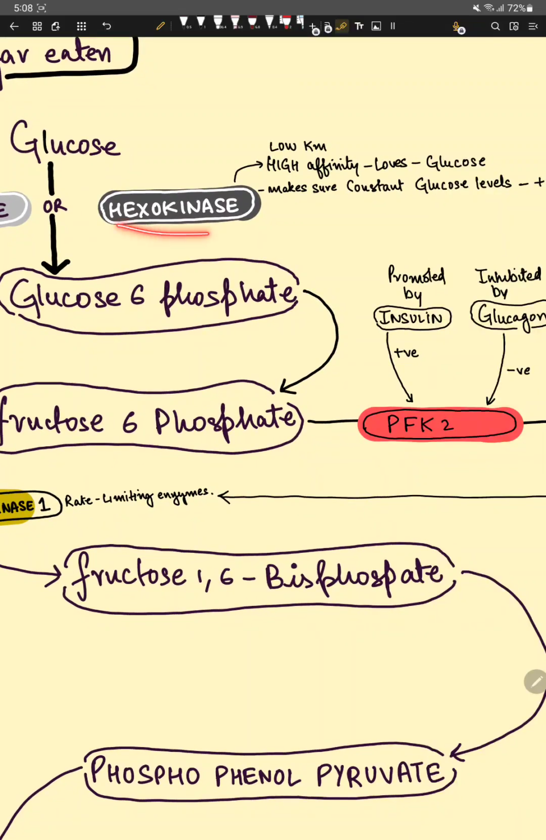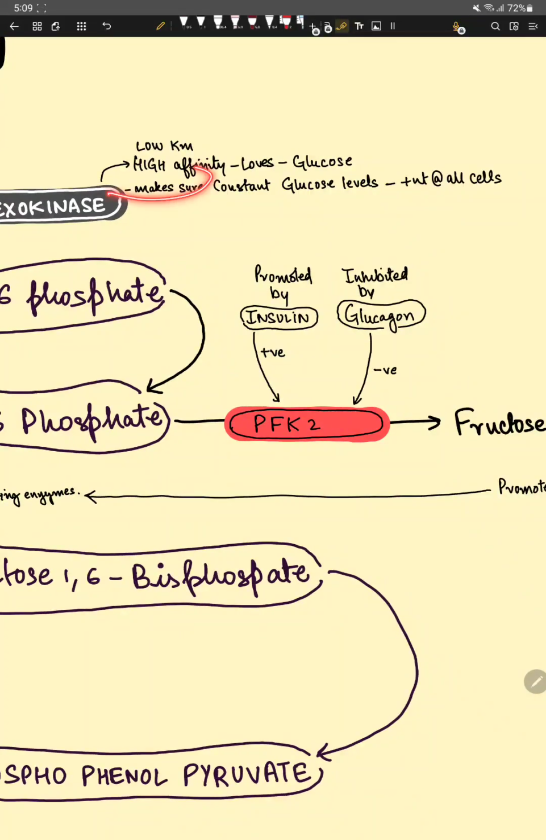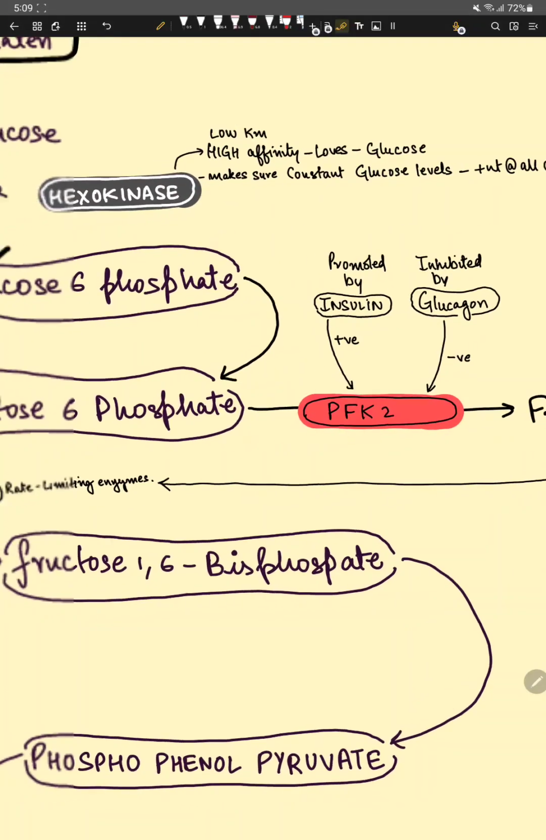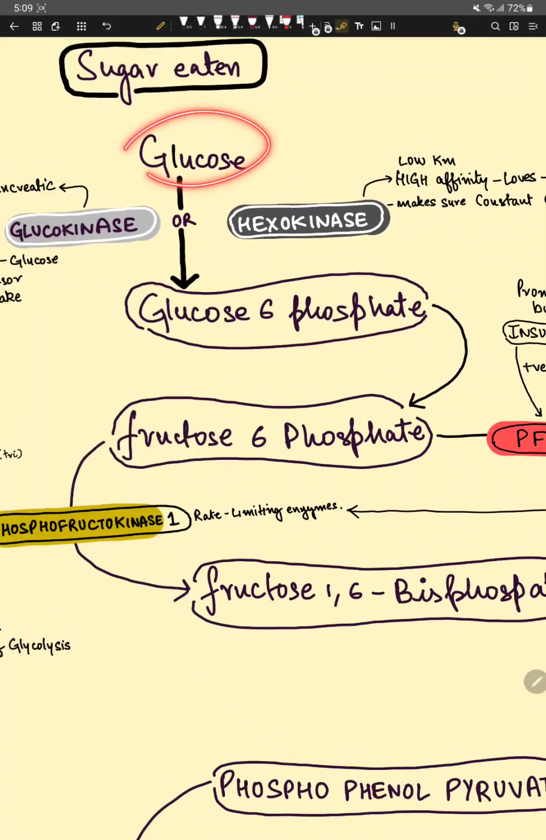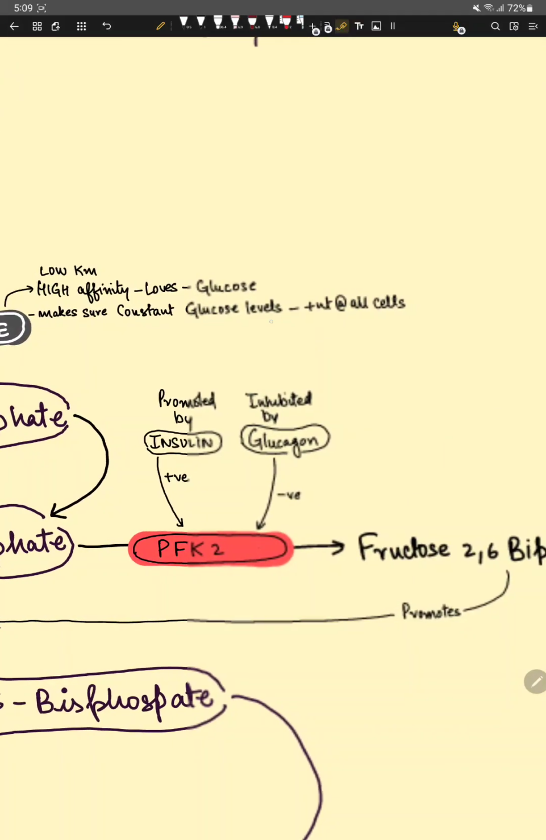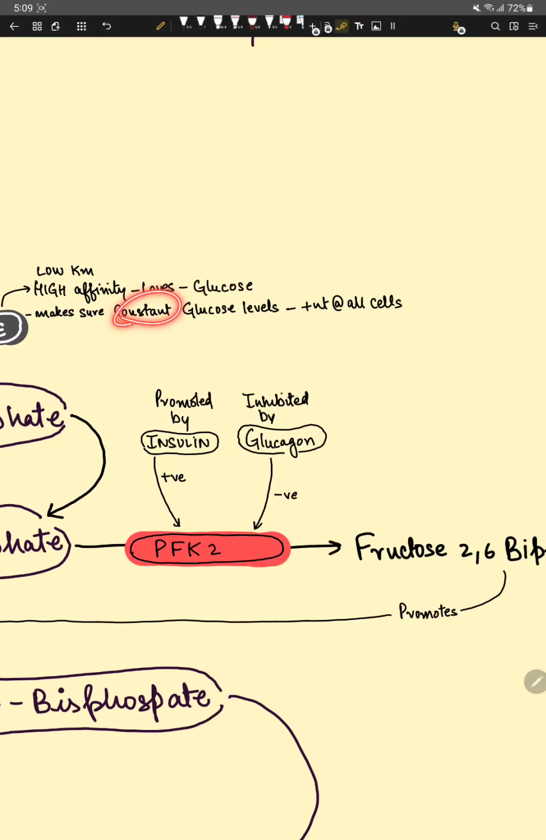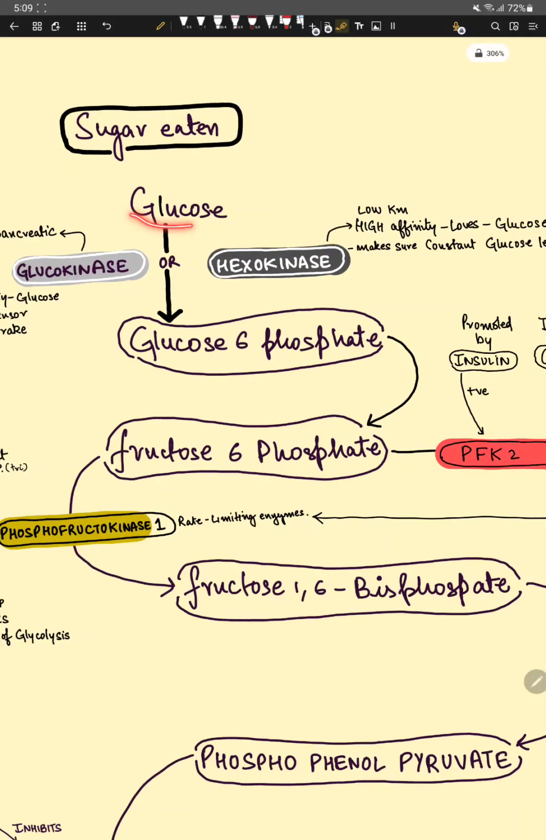Another thing is that hexokinase has a low Km value and high affinity. What does high affinity mean? It means it loves the glucose. It makes sure that the glucose level in your serum is constant. It keeps converting glucose into glucose 6 phosphate, constantly, which means it is present in all cells. So that's the story: glucose gets converted into glucose 6 phosphate.